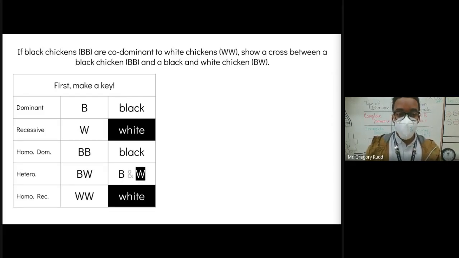So again, in the case of codominance, we see both traits appearing in the heterozygote. You see both of them happening simultaneously.